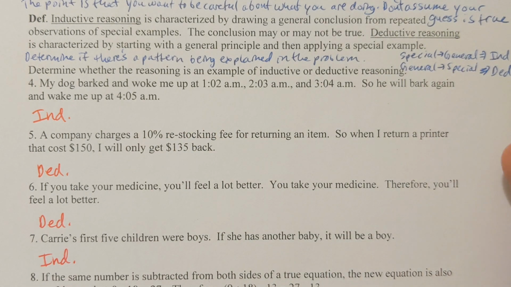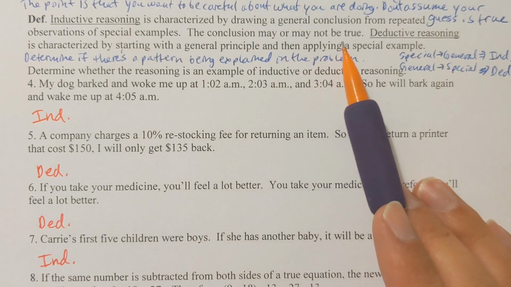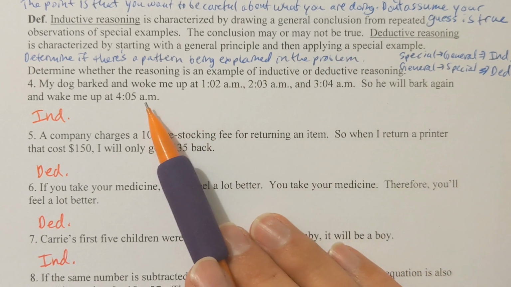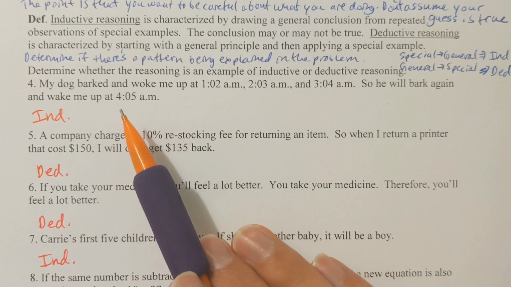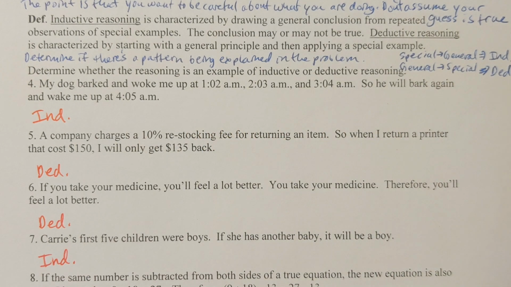Now again, the conclusion may or may not be true. So we're not saying that the dog's going to bark at 4:05. We're saying that it's reasonable to guess 4:05 based on the trend there.